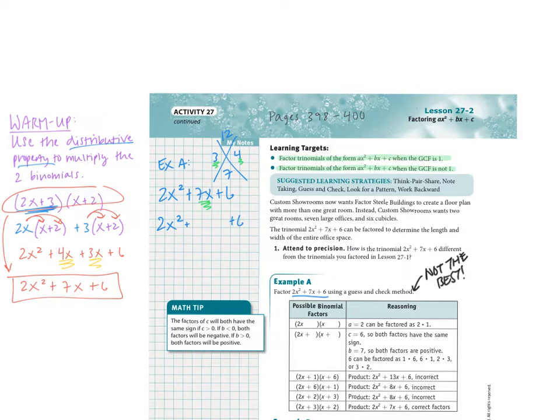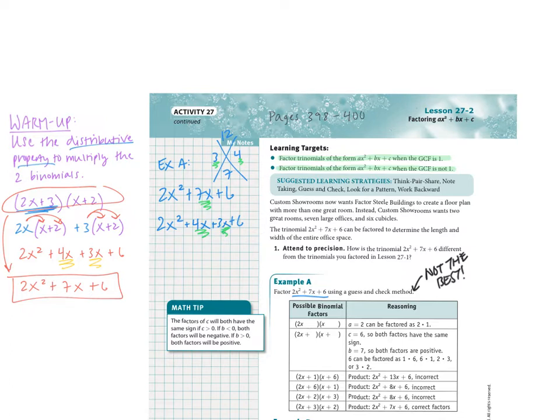Now, honestly, it doesn't matter the order of either of them. You could put one before the other. I could put 4x plus 3x. It's not going to matter. But just keep in mind, those are replacing the 7x, and it's not just plus 4 and plus 3. We have to have the x as well.